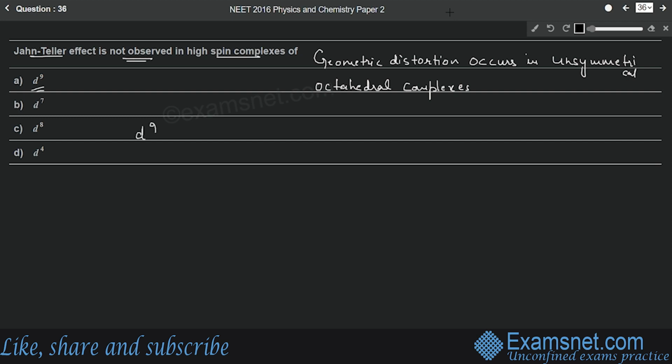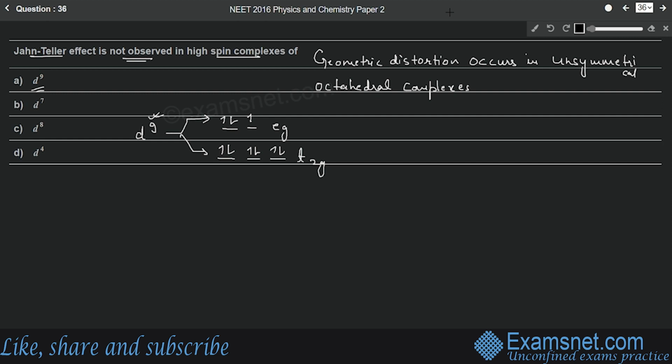So for D9 in an octahedral complex we have 3 T2G orbitals and 2 EG orbitals, right? Now there are 9 electrons, so we'll start filling these orbitals with 9 electrons. The filling will start from the bottom, that is the T2G orbitals, 1, 2, 3, then we'll go to the EG orbitals, 4, 5. Now we'll start pairing, 6, 7, 8, 9. So this is how all the 9 electrons will be filled in these orbitals.